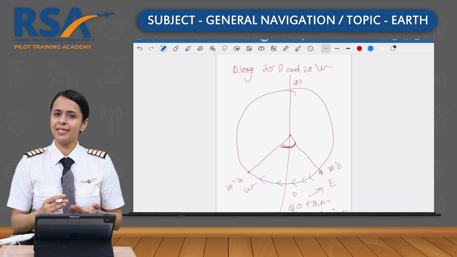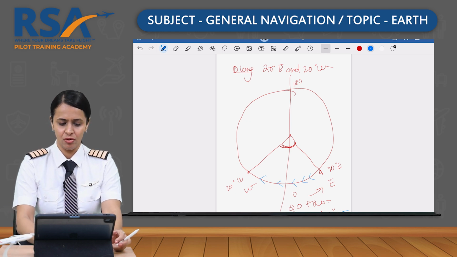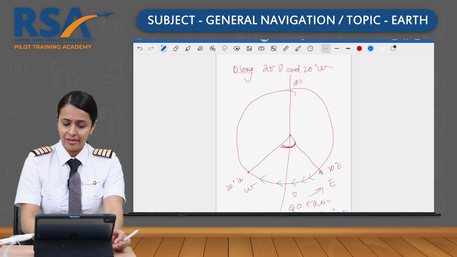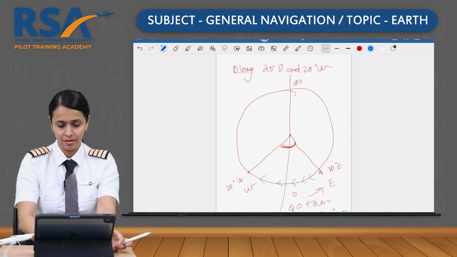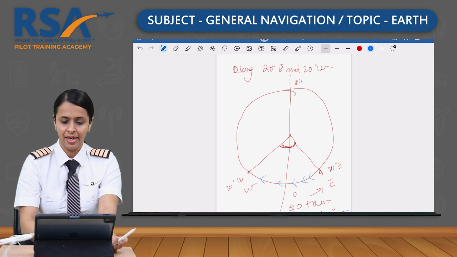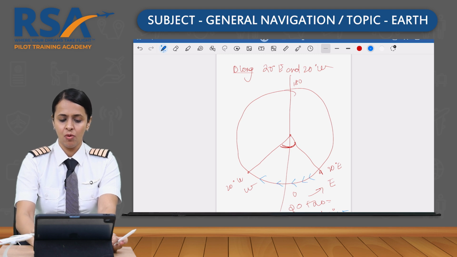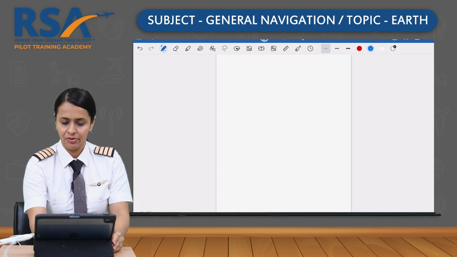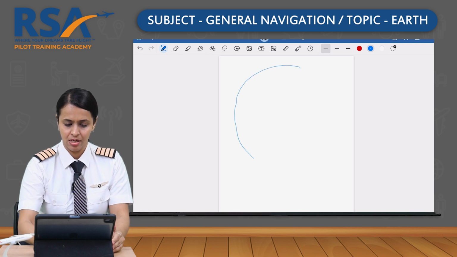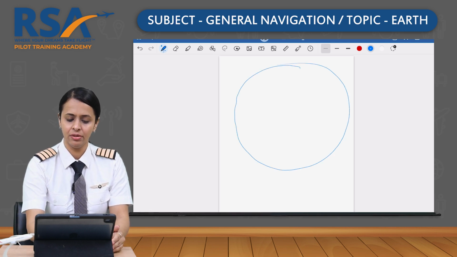Let us look at some basic definitions now which we need to look at. The basic definitions that we will be looking at are great circle, small circle and a rhumb line. So, let us see what those are. Let me draw an earth first. Here, this is your earth.